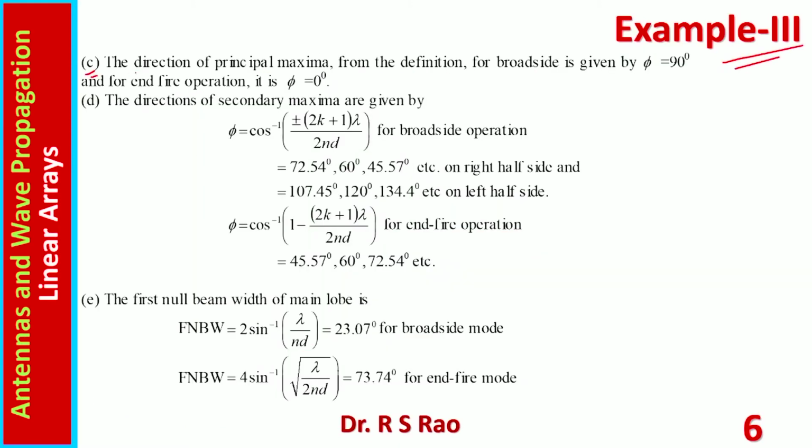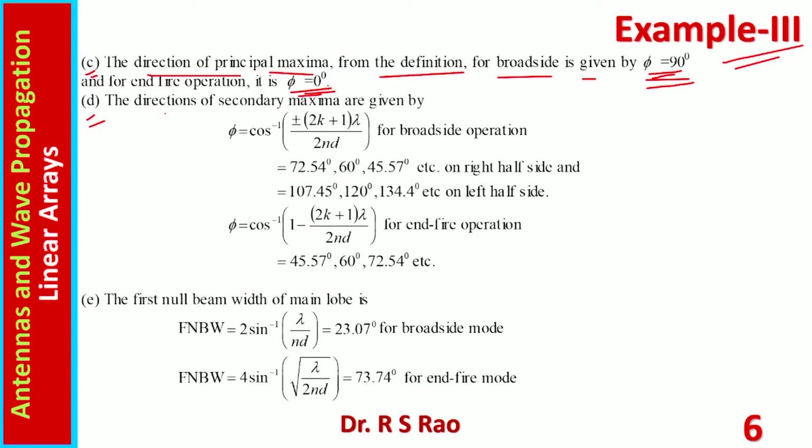Continuation of example 3. C part of the problem. The direction of principal maxima from the definition for broadside is given by phi equal to 90 degrees, and for end fire operation it is phi equal to 0 degrees. By definition, broadside mode is one which radiates in a direction normal to the length of the array, phi equal to 90 degrees. By definition, end fire mode is one which gives radiation maximum along the length of the array, that is phi equal to 0 degrees. We move to another part, D part of the problem.